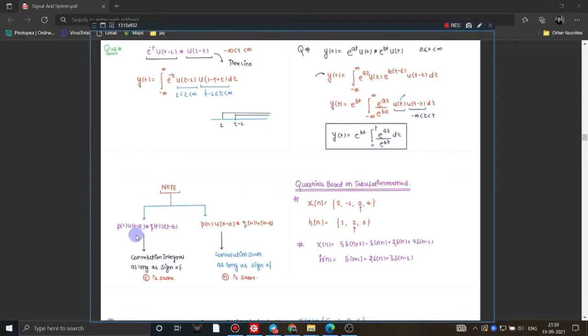To note, convolution integral as long as sign of t is same. Convolution sum as long as sign of n is same.